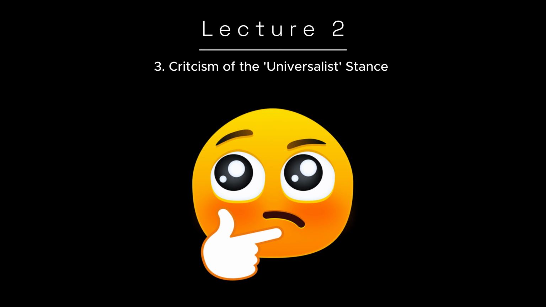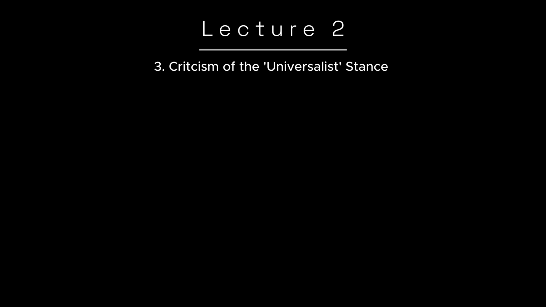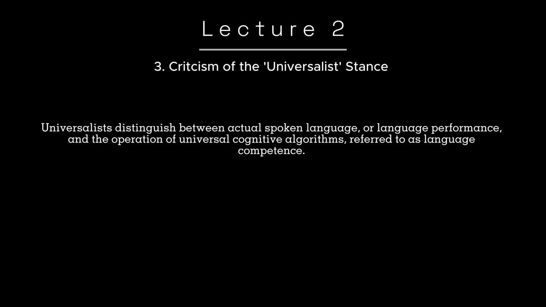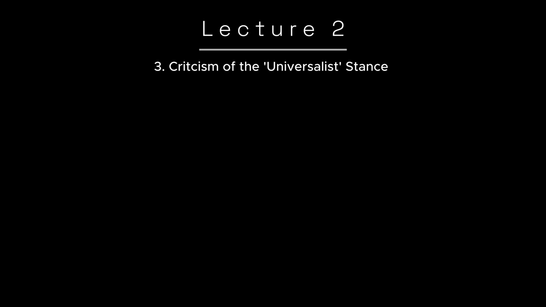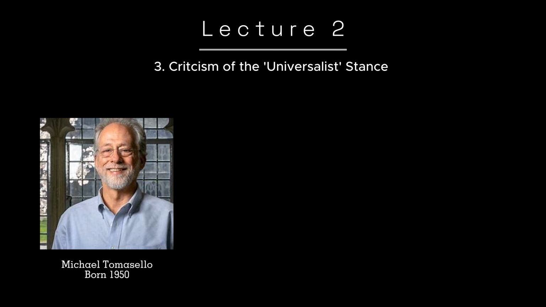What about the arts? What about the creative use of language, which some scholars argue is the very foundation of linguistic capacity? Universalists dismiss these concerns. They distinguish between actual spoken language, or language performance, and the operation of universal cognitive algorithms, referred to as language competence. The actual use of language, they argue, can be influenced, or even contaminated, by various factors, including imagination and theory of mind.